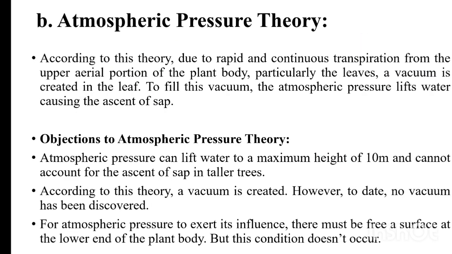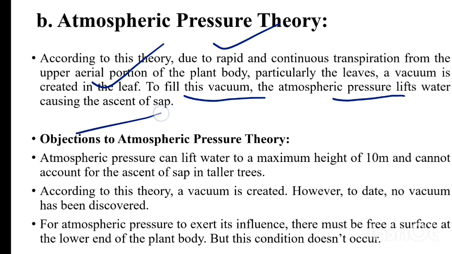Next, atmospheric pressure theory. According to this theory, due to rapid and continuous transpiration from the upper aerial part of the plant, particularly in the leaves, a vacuum is created in the leaves. To fill this vacuum, atmospheric pressure lifts water, causing ascent of sap. So, what are the objections? Atmospheric pressure can lift water to a maximum height of 10 meter and cannot account for ascent of sap in taller trees. So, again, the atmospheric pressure theory also fails to explain the exact mechanism of ascent of sap.